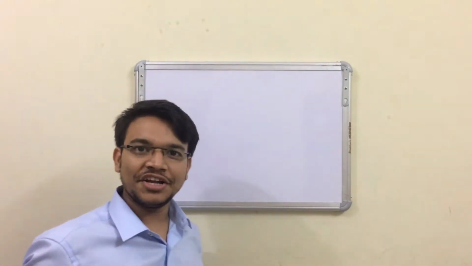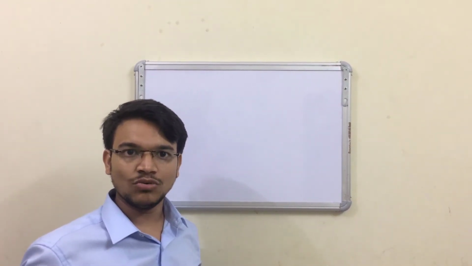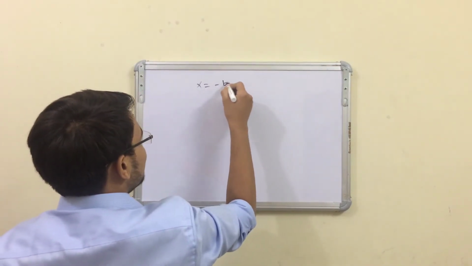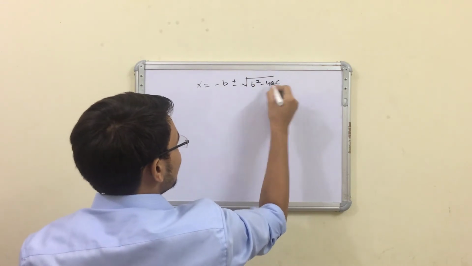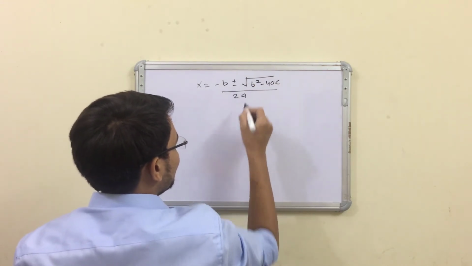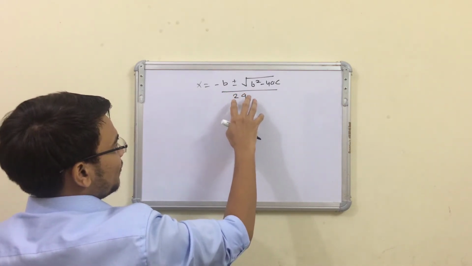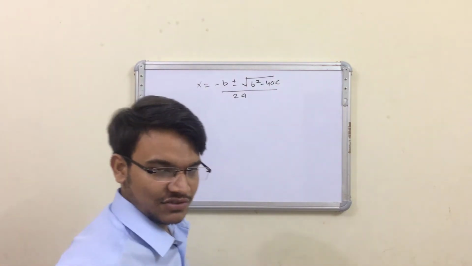Now consider the quadratic formula. From the quadratic formula we have the two roots, that is x is equal to minus b plus minus under root of b square minus 4ac upon 2a. From this formula we find that one root is with a positive sign and another root with a negative sign.